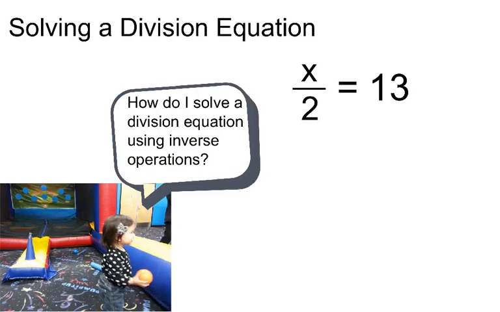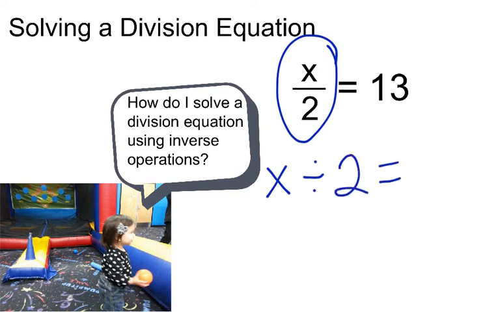Okay, so let's look at our first example. How do we solve a division equation using inverse operations? Well, we remember that fractions are fancy words for division. x over 2 means x divided by 2 equals 13. It doesn't matter if you have it as a fraction or if you want to rewrite it as a division. Both are correct. So in both cases, I want to get rid of my 2.